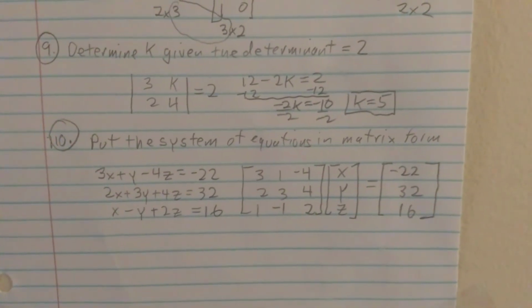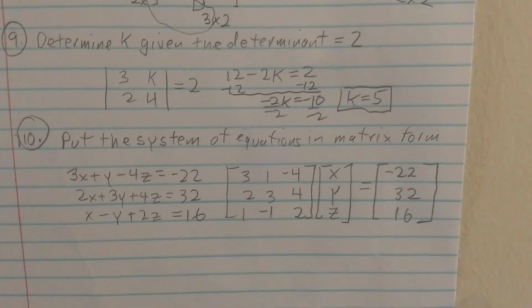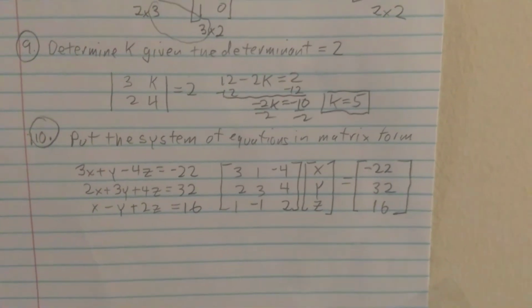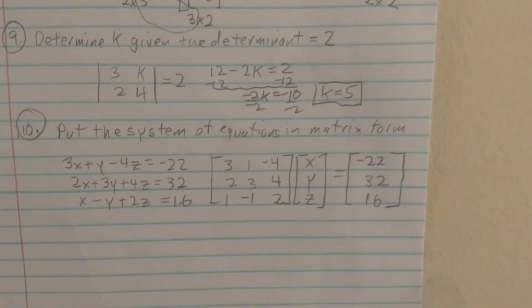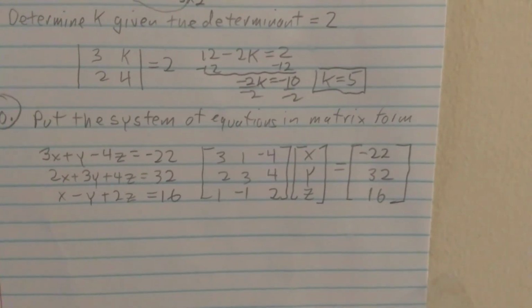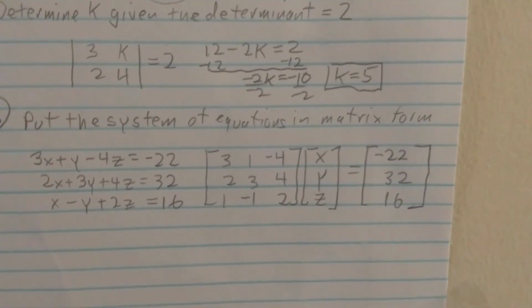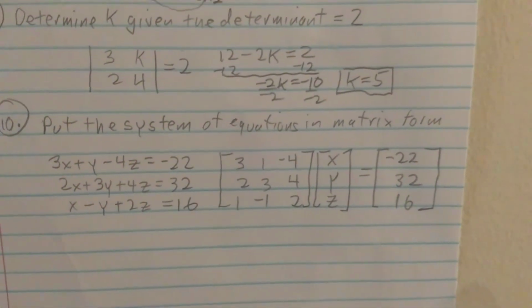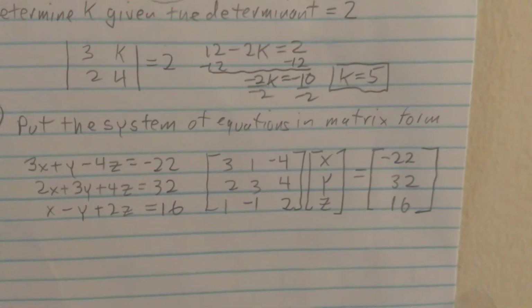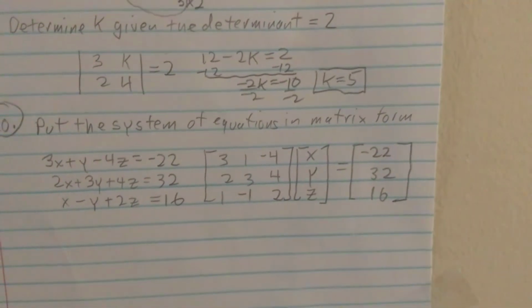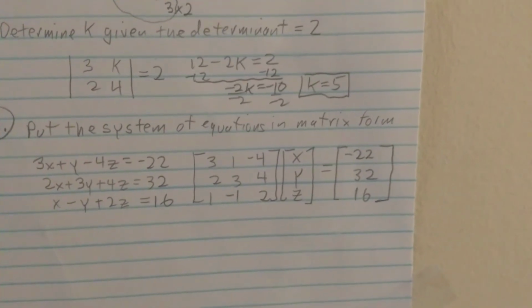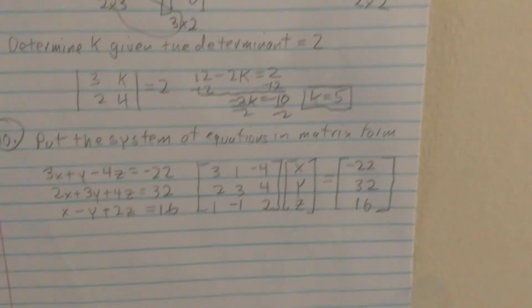And number 10, all we have to do is put the system of equations in matrix form. So we have 3x plus y minus 4z equals negative 22, and 2x plus 3y plus 4z equals 32, and x minus y plus 2z equals 16. So in matrix form, we're just taking the numbers in front of the x, y, z's. The first row is 3, 1, negative 4. The second row is 2, 3, 4. The third row is 1, negative 1, 2, multiplied by the column vector x, y, z equals the column vector negative 22, 32, 16, the answers.